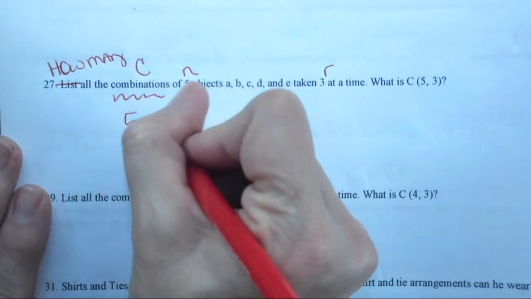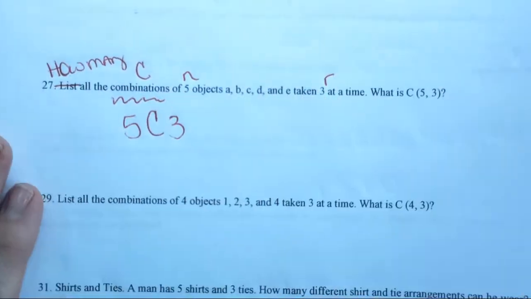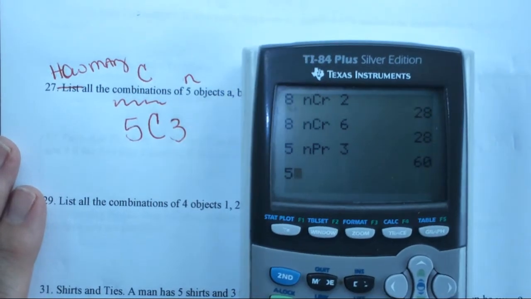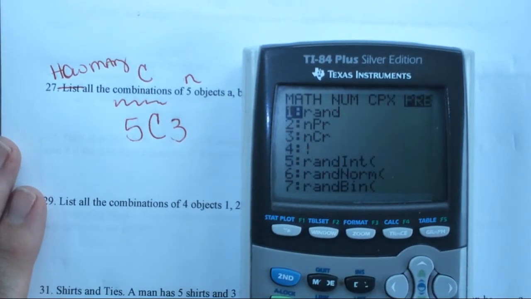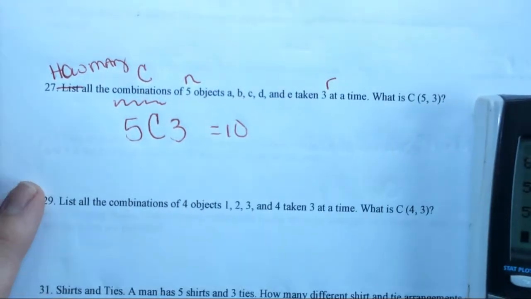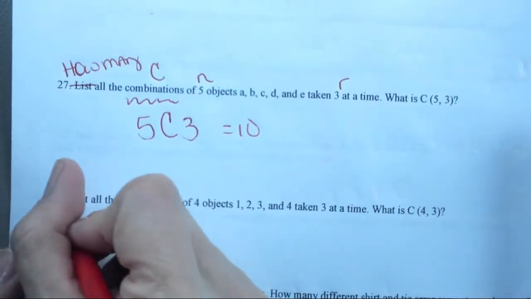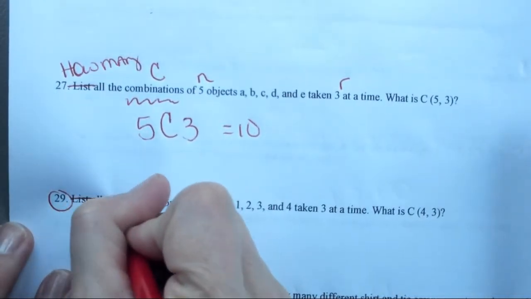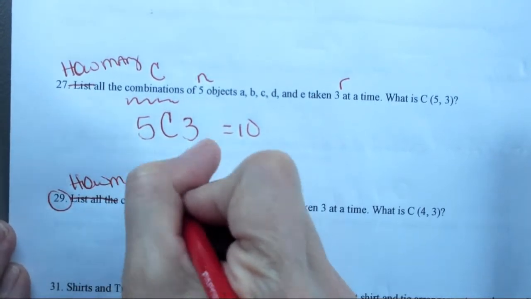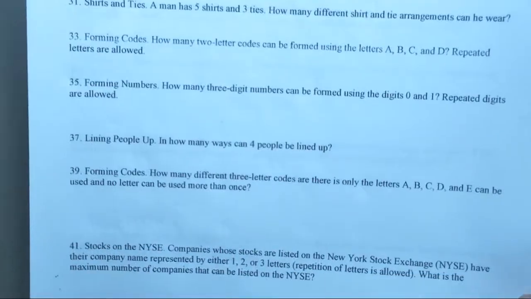So we're going to do 5 objects. I want to know how many combinations if I take them 3 at a time. So I go to my calculator again, 5 objects, taken 3 at a time. I have 10 combinations. Okay, and I'm going to let you do 29. So you're going to do 25, you're going to do 29. Again, we're not going to list them. I just want to know how many. Okay?